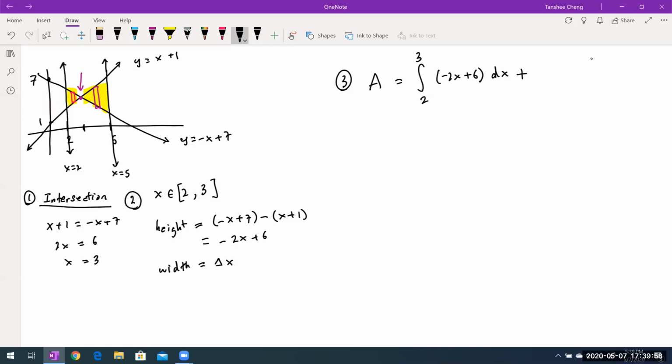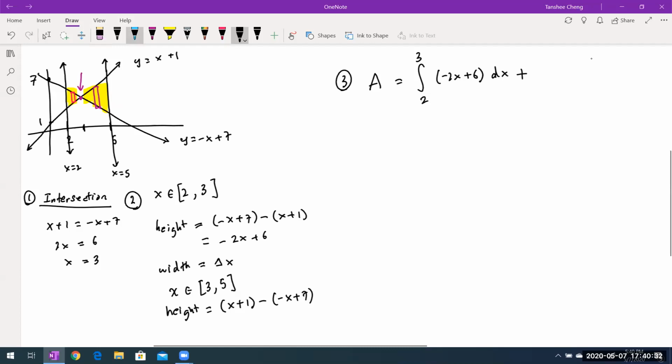And then I'm going to be adding the second triangle part. The second triangle is basically starting from x belonging to 3 all the way up to 5, right? So that's the interval, that's my upper bound and lower bound. And in this case, my height is basically the top function, which is the positive slope one, x plus 1, minus the bottom function, which is negative x plus 7.